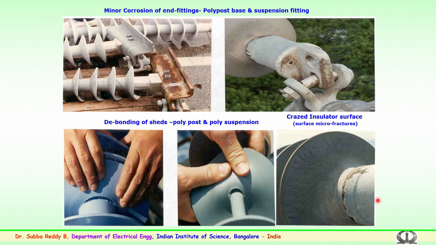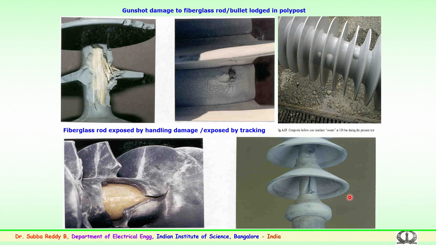So, earlier the sheds used to be made in a different way, where they used to be fixed on the surface of the polymer rod. Such gaps or cracks will lead to the failure of the insulator in the field. So, these are some of the exposures because of the damage which has happened. You can see the brittle fracture of the rod. This is likely because of a gunshot or the failure has happened.